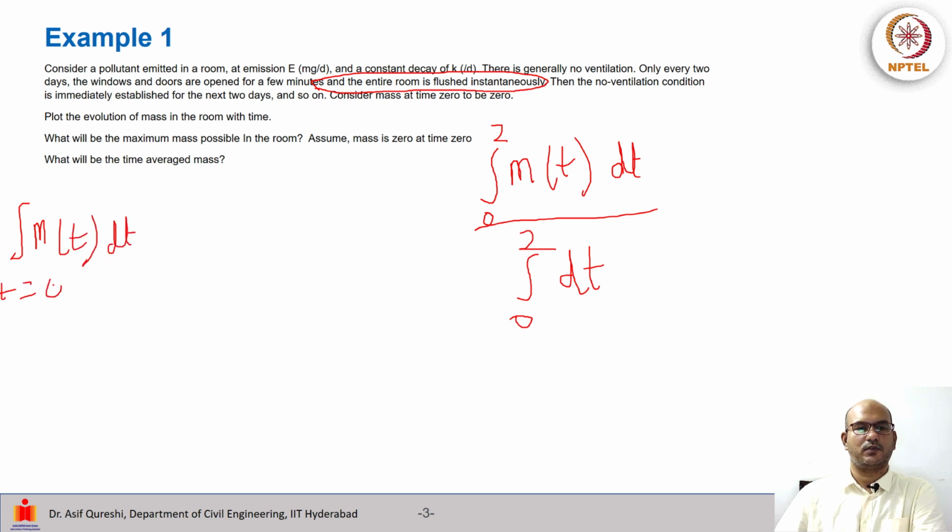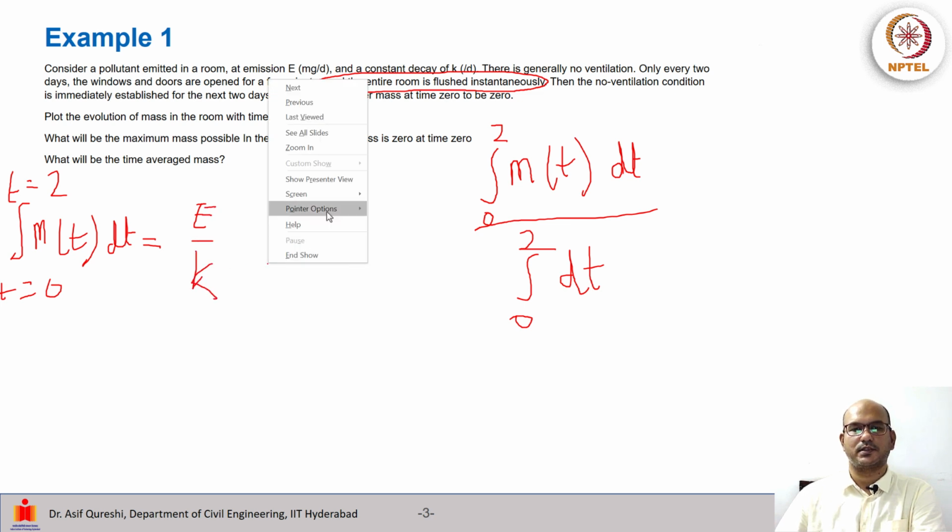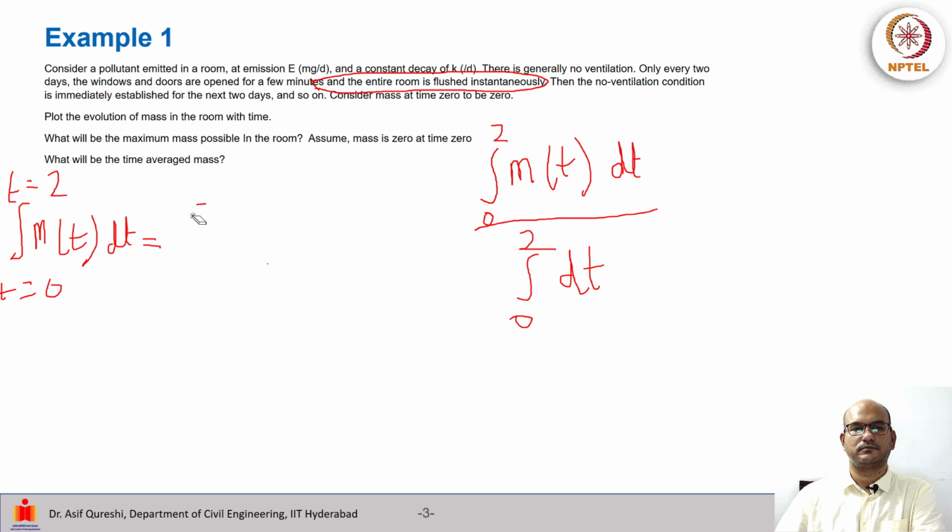T equal to 0, T equal to 2. So the integral is the integral of, so E by K remains constant. I'll just do this again. E by K times the integral of, so again 0 to 2, 1 minus e to the power minus kt dt.